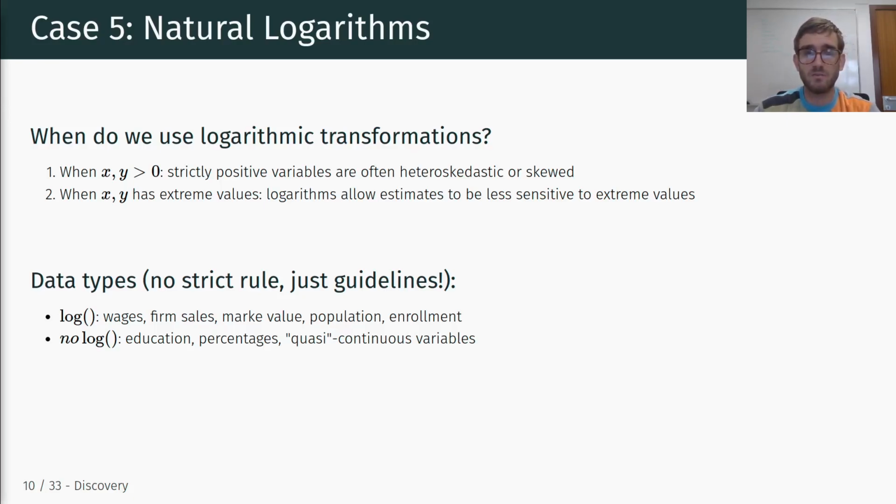Other variables where we usually don't see a logarithmic transformation are things like education, or if you have percentages, or any type of quasi-continuous variables. So especially with survey data, we oftentimes have Likert scales or scales that range from 0 to 10 that are not strictly continuous, but just have 10 or 7 different categories, but we treat them as quasi-continuous. And as soon as you have these quasi-continuous variables, usually we don't want to apply logarithmic transformations. In most cases, that is not advisable. So keep those in mind as guidelines. Of course, they're not strict rules. It's not forbidden to take the log of a population, but oftentimes it makes sense.